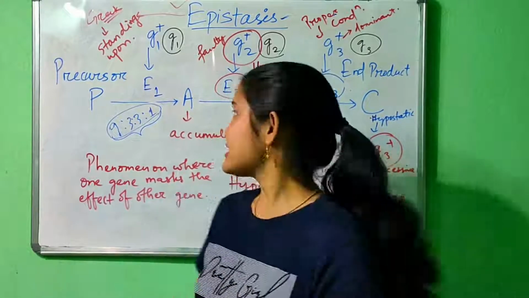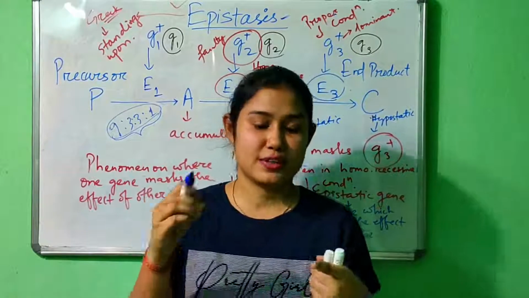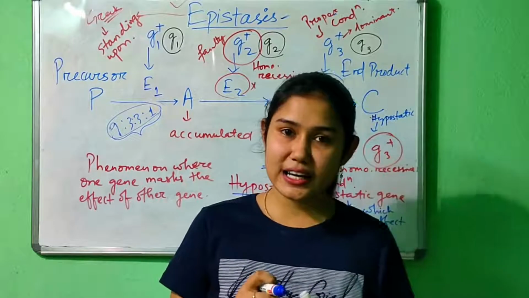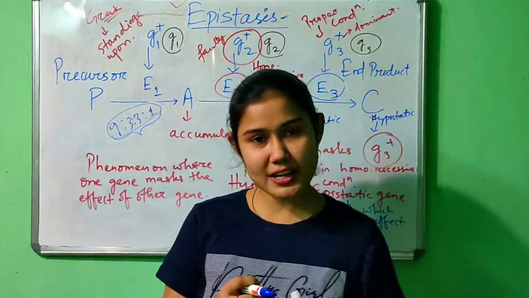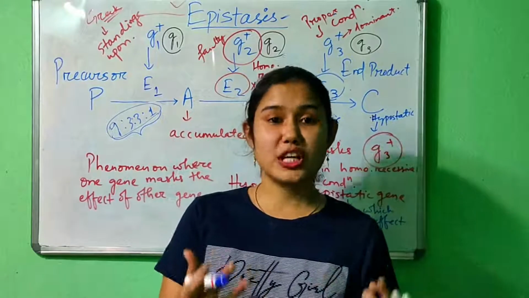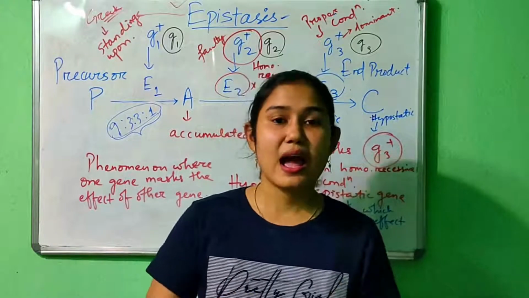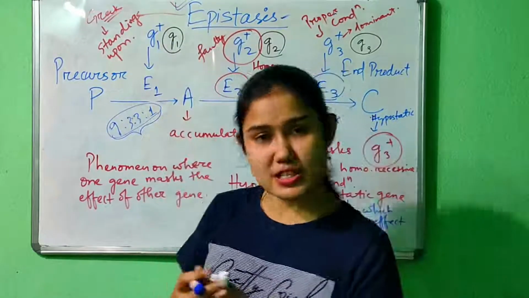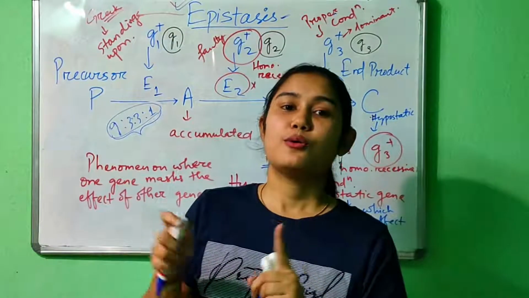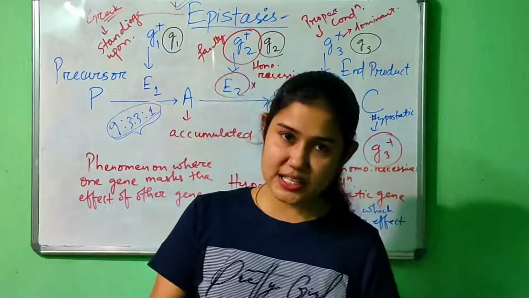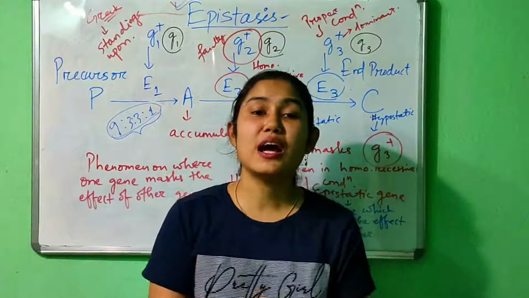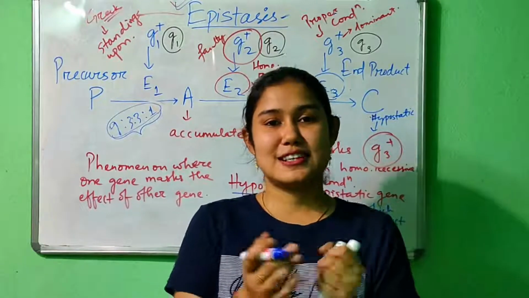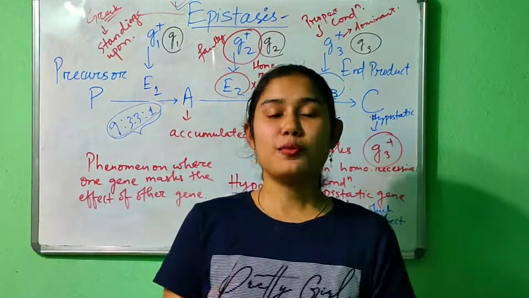So this is all about epistasis. We have discussed genetic interactions in this video, and I have told you about the intra-allelic genetic interactions and the inter-allelic genetic interactions, and how the gene works in a biosynthetic pathway, and from that biosynthetic pathway we got to know about epistasis. In epistasis we studied the hypostatic gene and the epistatic gene, and the difference between dominance and epistasis.